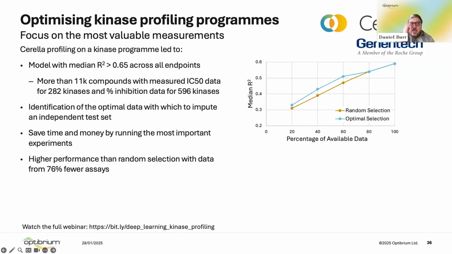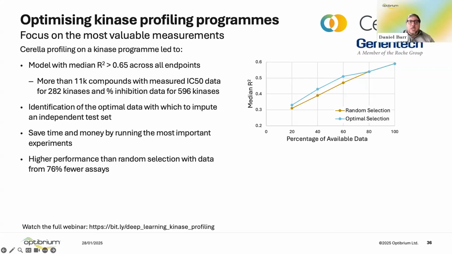So in this case, we were looking at using Cerella's deep learning imputation to profile a kinase program, where we've got hundreds of kinases and more than 11,000 compounds. So a huge set of data, again, as Matt drew our attention to at the beginning, very sparse data, right? If we think of 11,000 compounds and something like 600 kinases, the number of experiments that we've actually made for that data matrix is quite small.